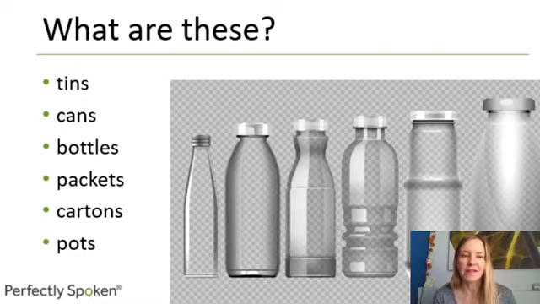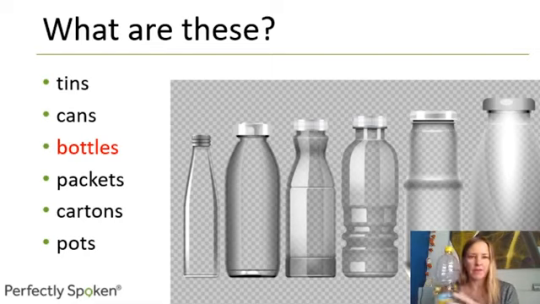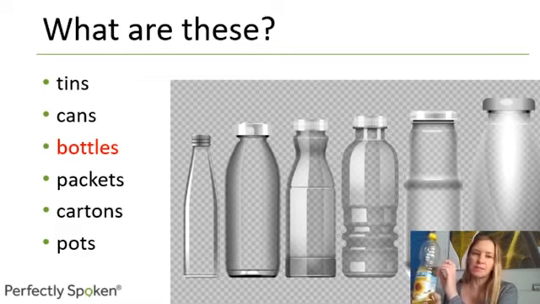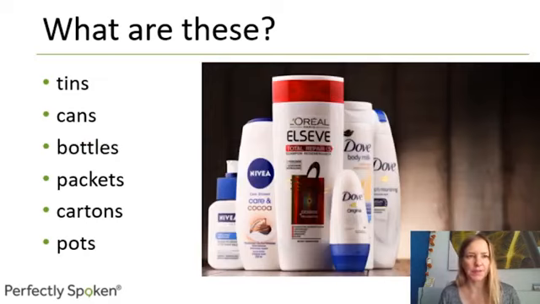What are these? Are they tins, cans, bottles, packets, cartons, or pots? And the answer is coming now. They are bottles. In this case, they are glass bottles. But we also have, for example, here I have a bottle of oil, sunflower oil, and this bottle is plastic. Yes, it's plastic.